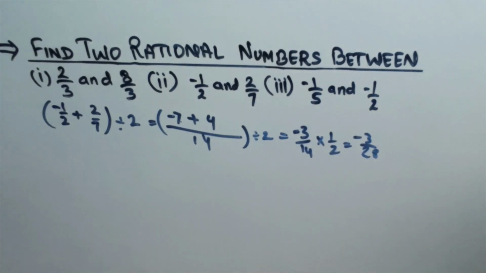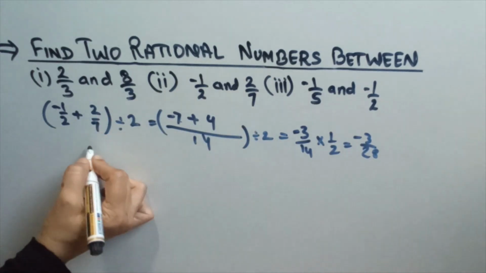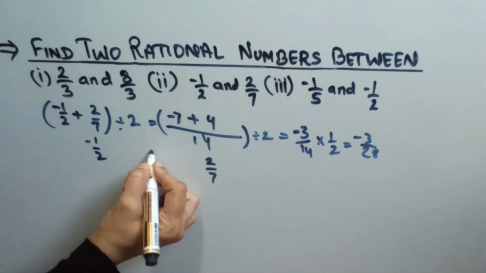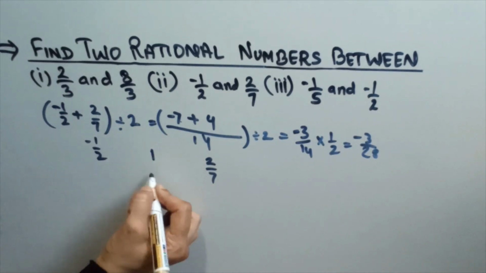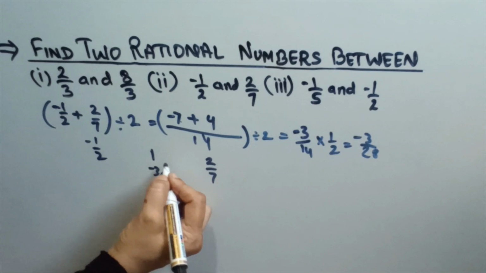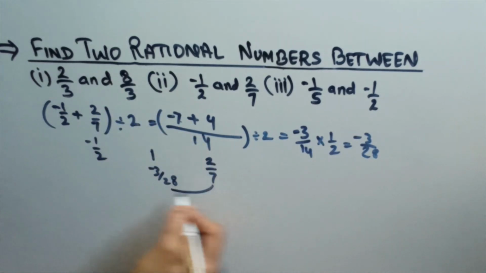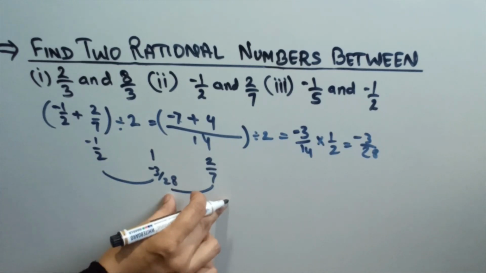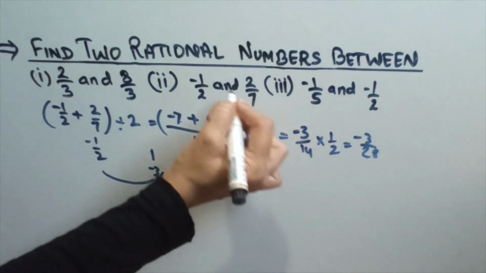This is a number between these two numbers: minus 1 by 2 and 2 by 7. In between these two numbers, this number is here, exactly in between these two numbers. Now we have to find one more number. Either here or here you can find. You can take any pair, either this pair or this one, and we will find another number.